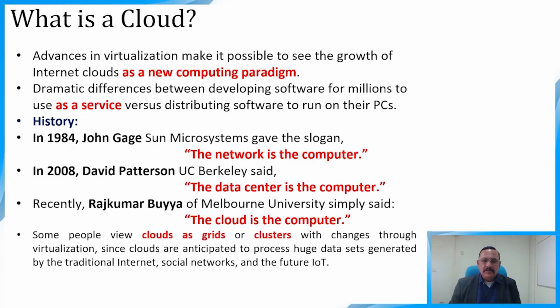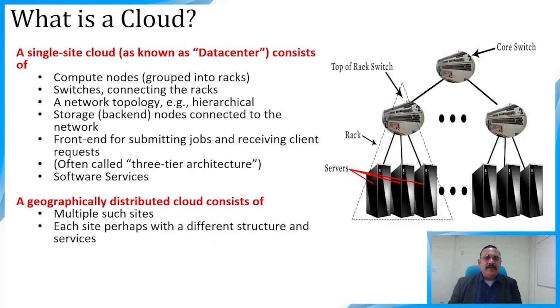Now, some people view clouds as grids or clusters. With changes through virtualization, clouds are anticipated to process huge data sets generated by the traditional internet, social networks, and future IoT. The cloud can be a single site cloud, which is also known as the data center, often comprising computing nodes grouped into racks, shown by these red arrows. In a single site cloud, not only are compute nodes grouped into racks, but there are also switches which connect across different racks. You can see the switch connecting 3 different racks, which is called the top of the rack switch.